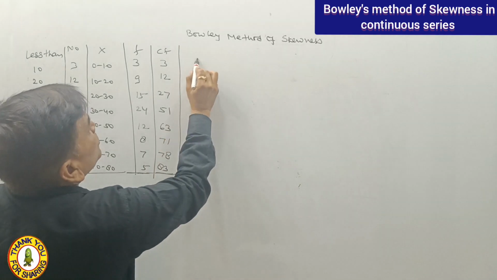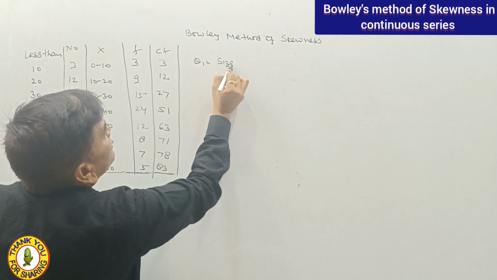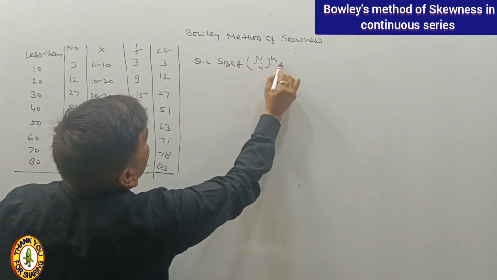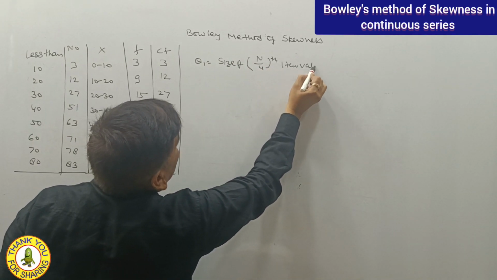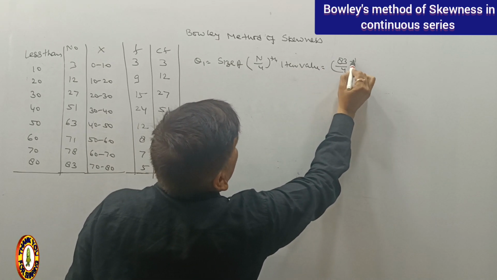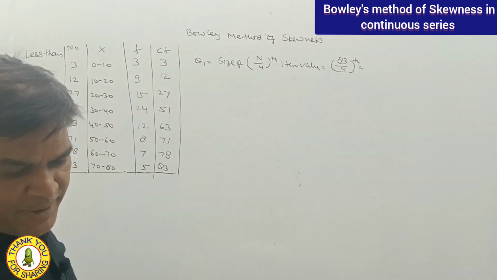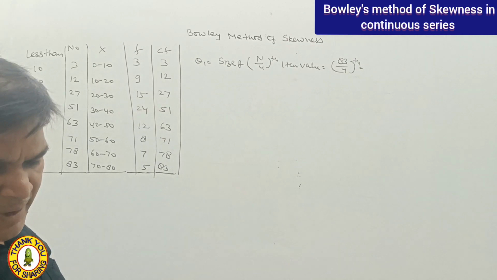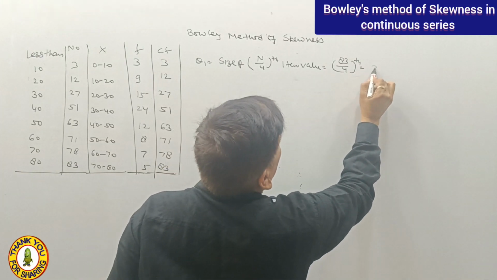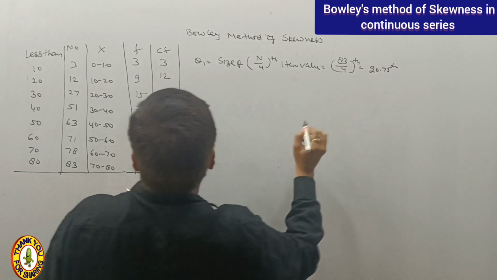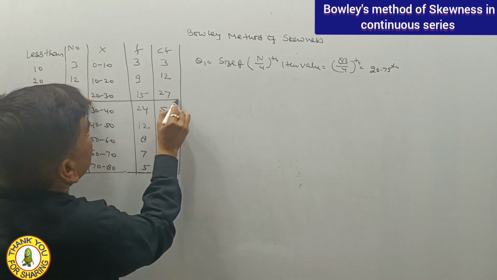Okay. So the Q1 value is the size of the n by 4th item. So 83 divided by 4. First we have to divide 83 by 4, that is 20.75. So the 20.75th item lies here.